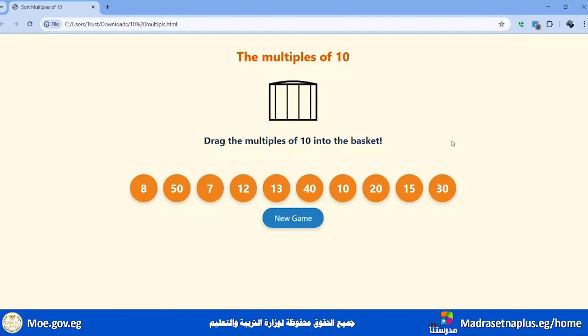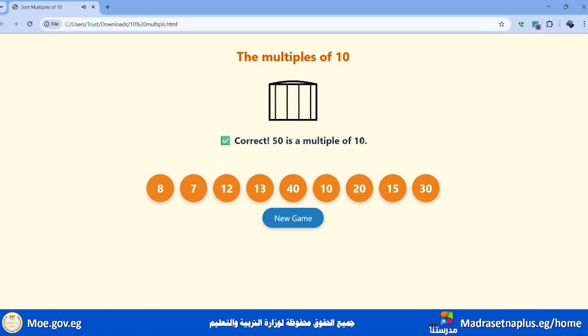Let's throw these numbers into the basket of 10. If a number is a multiple of 10, it will stay in the basket. Let's start with 8. Let's carry 8 and put it in the basket. Oh, 8 is not a multiple of 10. What about 50? Yes, 50 is a multiple of 10. What about 7? Not a multiple. 12, not a multiple. 13, not a multiple.